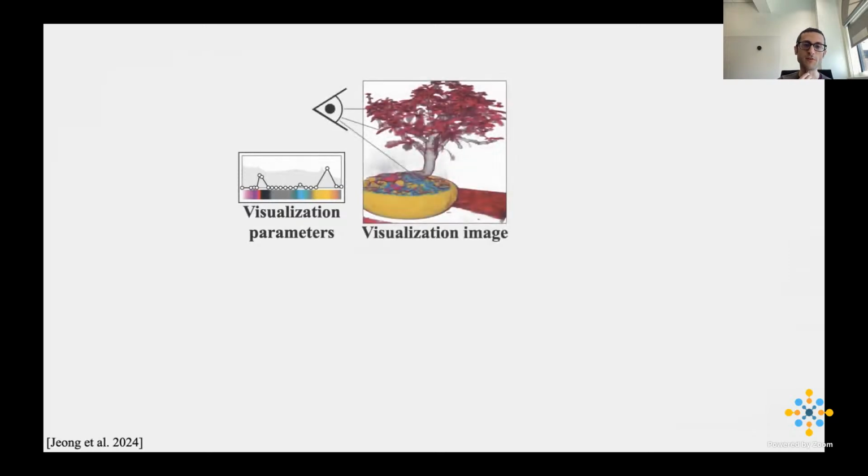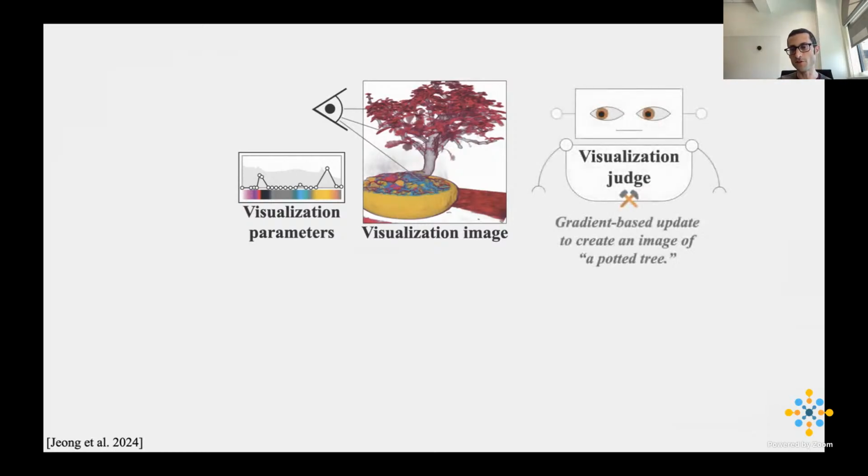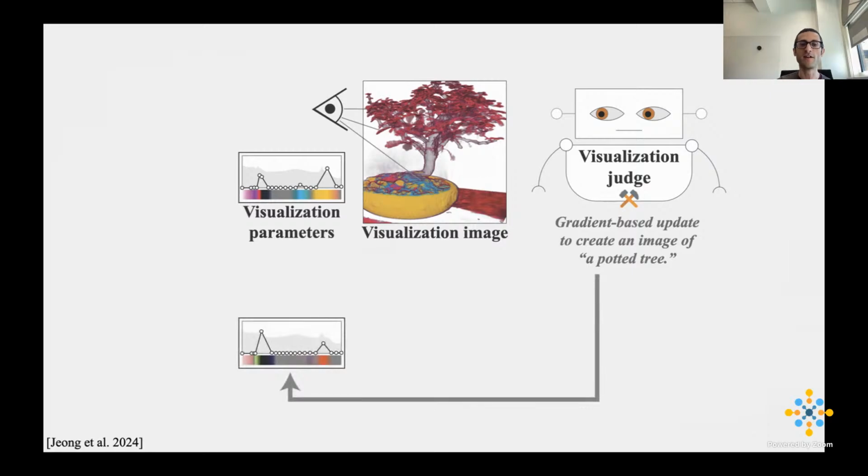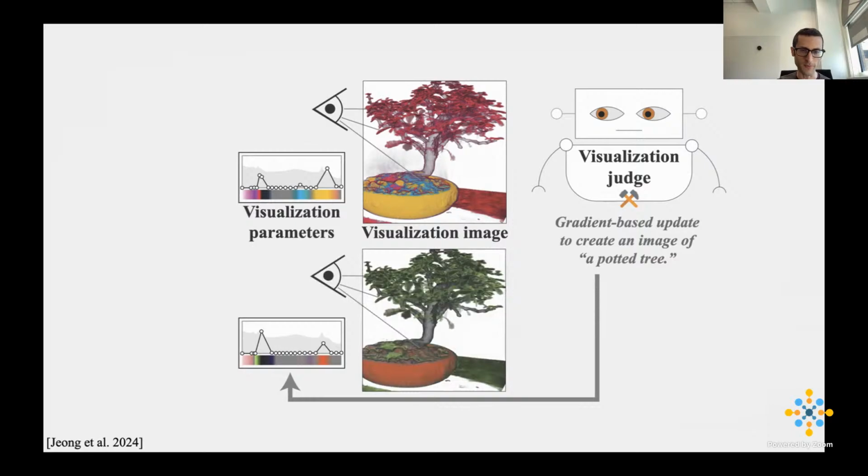So I'll present one example right here in our recent work where we look at this in the context of volume rendering. We're given some visualization parameters. We can produce an image and then ask a model to judge it. In particular, this is a model that scores how compatible a text is with the image. This then gives us a gradient-based update in order to create an image of some target objective, in this case, a potted tree. From here, we can learn a better transfer function for volume rendering in order to arrive at an image that is better compatible with the text.